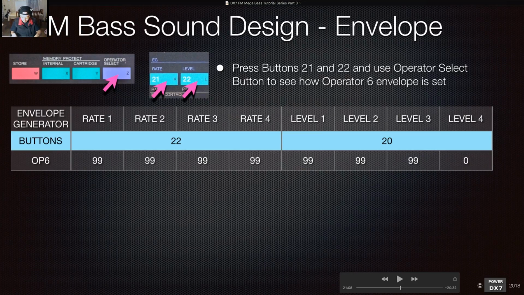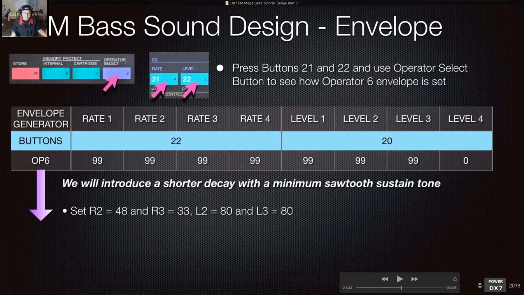If you press rate, it's 99, 99, 99, 99. Level is 99, 99, 99, 0. So that's what you see; what you see is what you get. It's just a very basic envelope, or you can say no envelope. We will introduce a shorter decay with a minimum square sustain tone. So set level 2, rate 2 is 48, and rate 3 is 33, and level 2 is 80, and level 3 is 80.